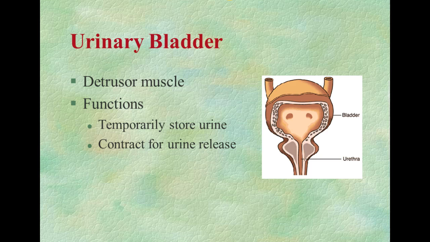In this picture, we see the urinary bladder. The actual muscle of the bladder is called the detrusor muscle, and the bladder temporarily stores urine and also contracts for urine release. The bladder holds about 600 milliliters of urine, and the first sense to void occurs at 150 to 200 milliliters of urine. As the bladder stretches, sensory impulses are sent to the micturition center in the sacral spinal cord to signal the brain the urge to urinate.